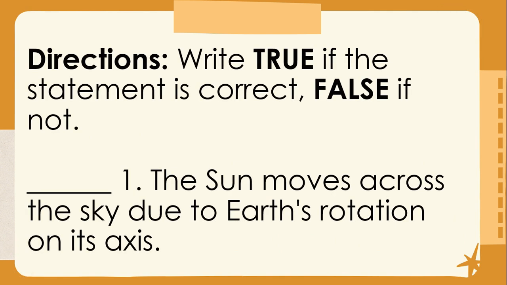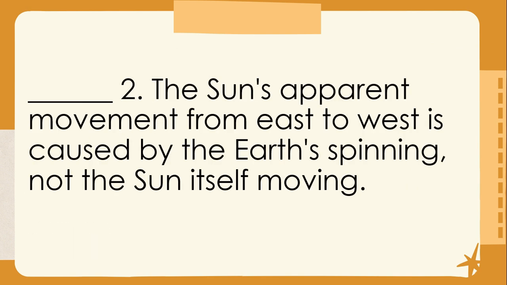Write true if the statement is correct and false if not. Number 1. The sun moves across the sky due to Earth's rotation on its axis. 2. The sun's apparent movement from east to west is caused by the Earth's spinning, not the sun itself moving.